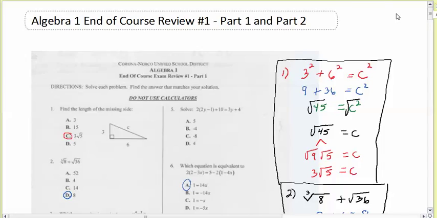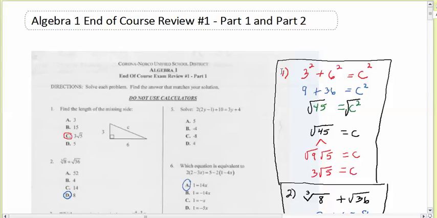Okay, I'm going to do Algebra 1 End of Course Review, number 1. I'm going to do parts 1 and 2 on the same video. What I did was I went through and I did all the work for each of the problems, and I'm going to talk about what I did. If you did the problem and got the right answer, move on to the next one so you can get it done more quickly. Alright, so number 1, it says find the length of the missing side.